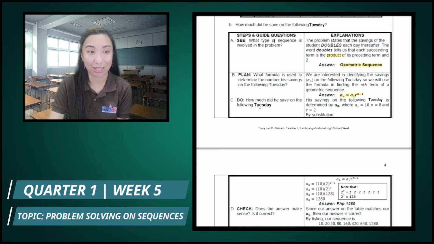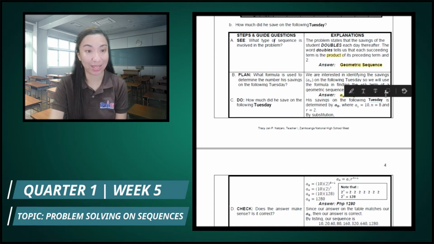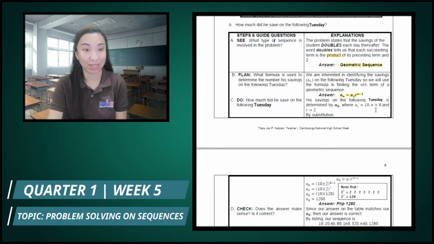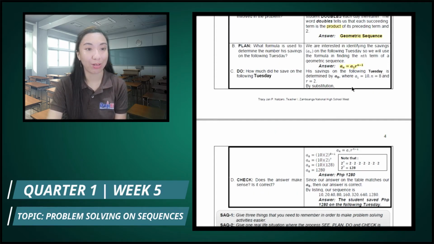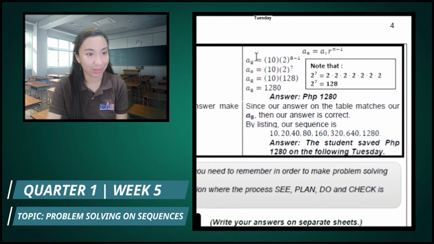So for step 3, we have do. How much did he save on the following Tuesday? His saving on the following Tuesday is determined by A sub 8 because Tuesday is the 8th day. So it's the 8th term, where A sub 1 is equal to 10, n is equal to 8, and r is equal to 2. Once we have identified the formula and the given, it's time to substitute the values into the formula.